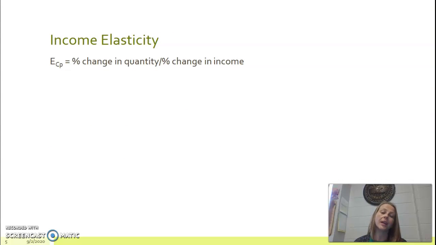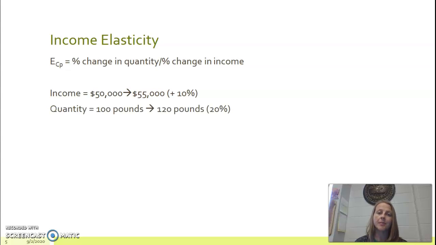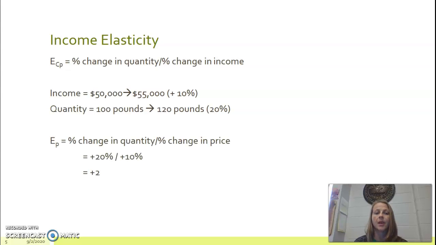The final type of elasticity that we'll look at is income elasticity. And this asks us to look at how does the change in quantity demanded change if people's income changes. So let's assume that the average income increases from $50,000 to $55,000, which is a 10% increase. At the same time, the quantity of caviar increases from 100 to 120 pounds, or a 20% increase. If we divide that positive 20% by a positive 10%, we get a plus 2.